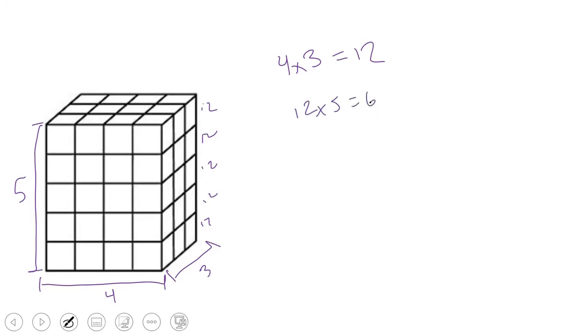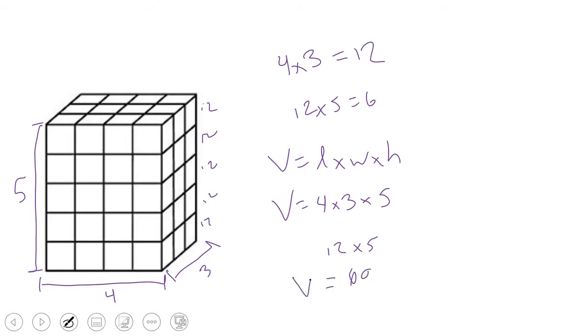Now, if we put it all together, and let me write down a formula, volume equals length times width times height, and we plug in the numbers, our length is 4, our width is 3, and our height is 5. So again, we would go back. 4 times 3 is 12, and then times 5, it's 60. So our volume, again, is 60 cubic units.